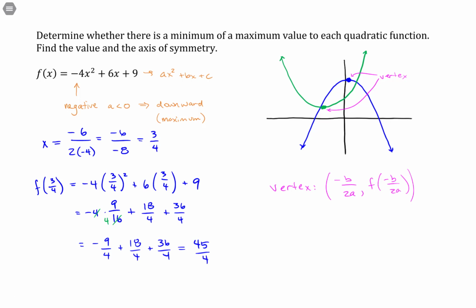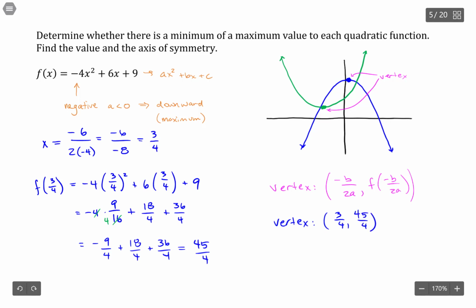So the vertex itself, in this particular case, is located at 3/4 and 45/4. Now, we did say it was a maximum, but the maximum value is just the y-coordinate, so actually how high that particular maximum reaches. So 45/4 is the maximum value.